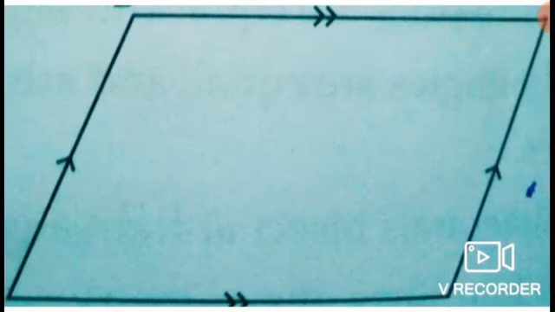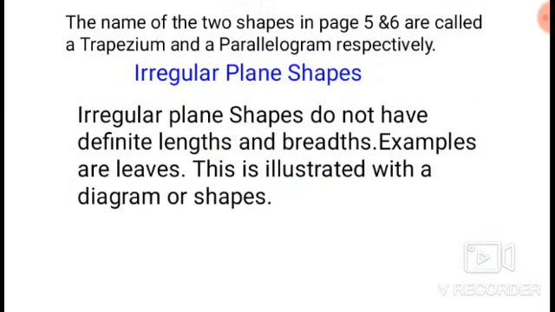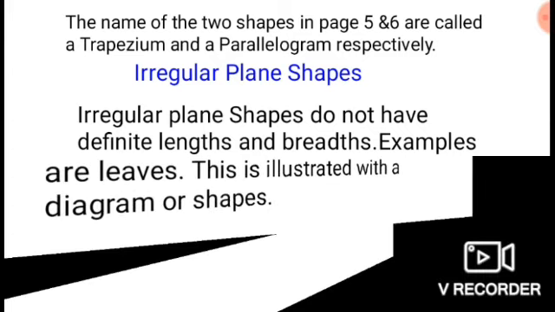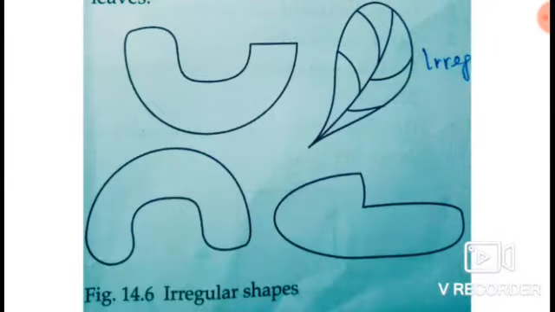While the next one is called a parallelogram. The names of the two shapes just above on the screen are the trapezium and parallelogram respectively. We also have irregular plane shapes. Irregular plane shapes do not have definite length and breadth. Examples are leaves. This is illustrated with a diagram. As you can see, they have irregular shapes. Why? They don't have definite length and breadth, and therefore they cannot be measured.